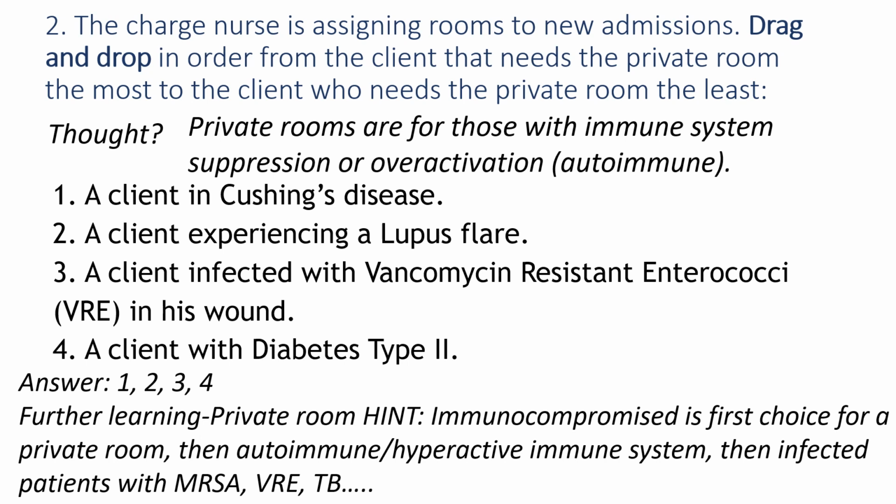And then finally, if nobody in the list is immunocompromised or autoimmune, then we would go with our infected patients, the MRSA, VRE, TB, because really they don't need to be in private rooms. If we have another person in the hospital, which I'm sure we will, with MRSA, they can be roommates. 2 people with VRE, they can be roommates. 2 people with COVID, they can be roommates.